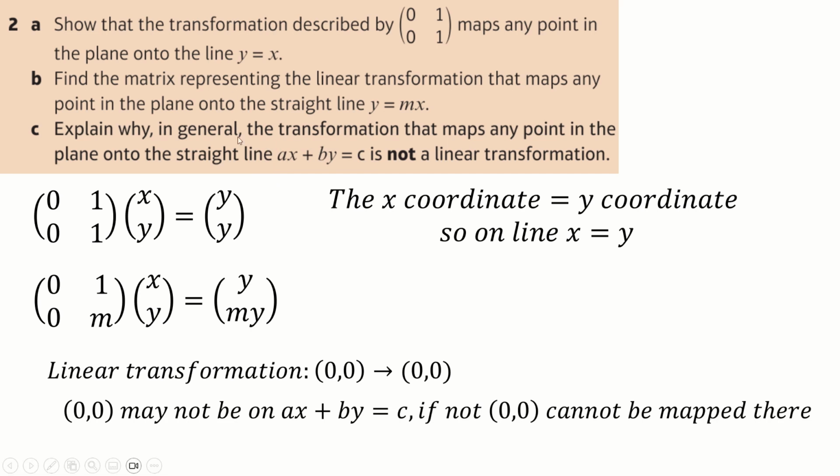So this is why it says in general, right? If c is 0, then great, it's linear because you could map 0, 0 to 0, 0. But if c isn't 0, this doesn't go through 0, 0, therefore you can't map the origin to the origin because it's not on there. So therefore it wouldn't be linear. And that's basically what I have to say.